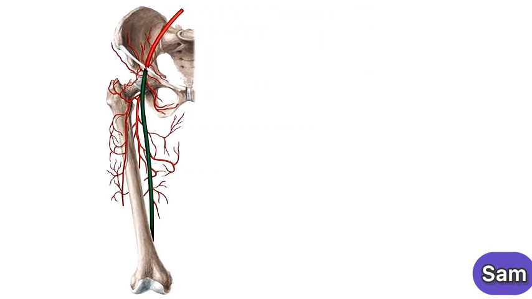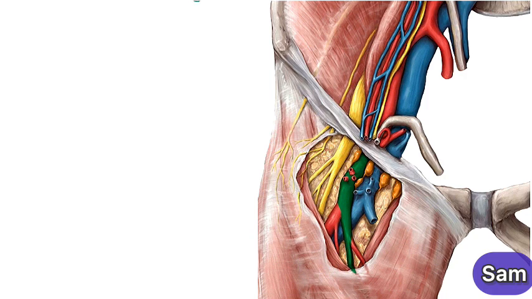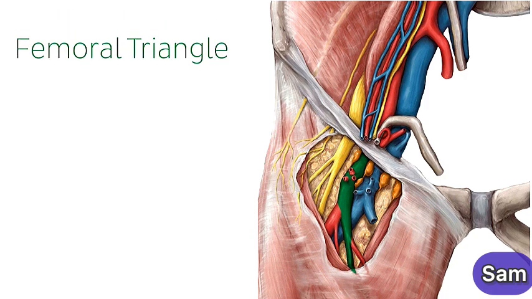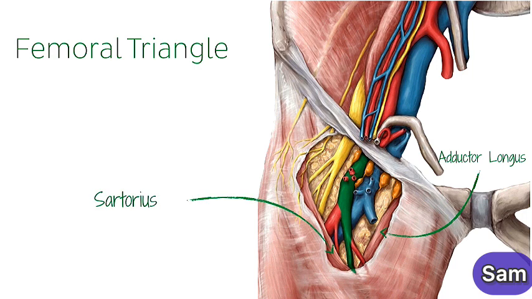The femoral artery enters the thigh in a region known as the femoral triangle. The femoral triangle is a wedge-shaped depression found inferior to the inguinal ligament. As we can see in this image, this triangle is bounded by the inguinal ligament superiorly, the adductor longus medially, and the sartorius muscle laterally. The fascia lata has been removed in this image, but normally it forms the roof of the femoral triangle.